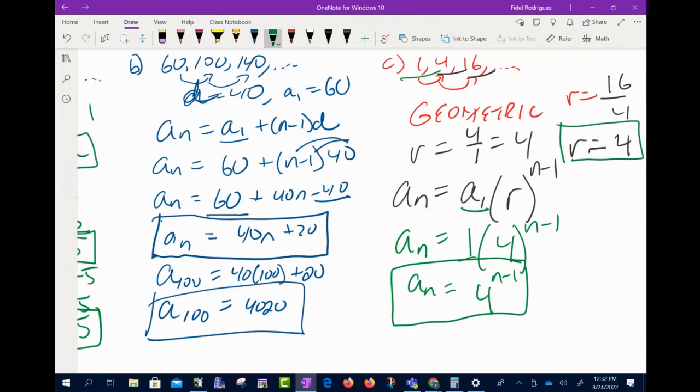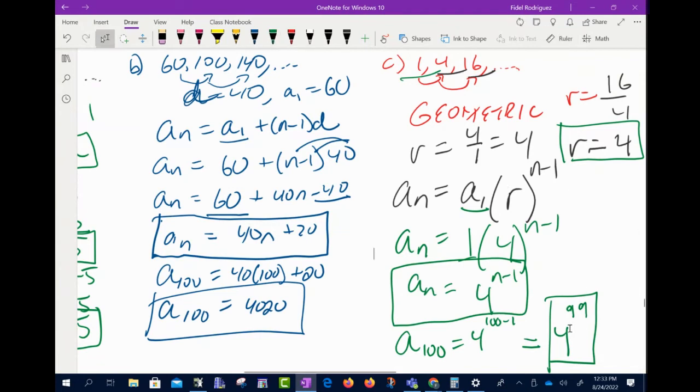Now, the n minus 1, y'all, is an exponent. It's my power, okay? So it's not 4 times n minus 1. It's 4 raised to the power n minus 1. So now, if we want to find the 100th term, we're going to take 4 and raise it to the power 100 minus 1. But I know 100 minus 1 is 99, right?